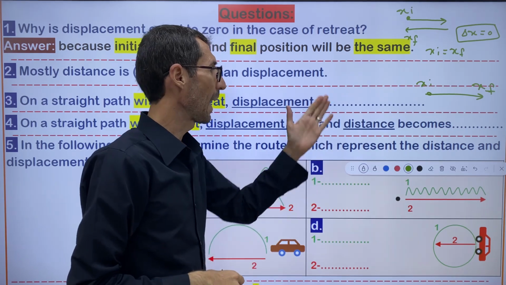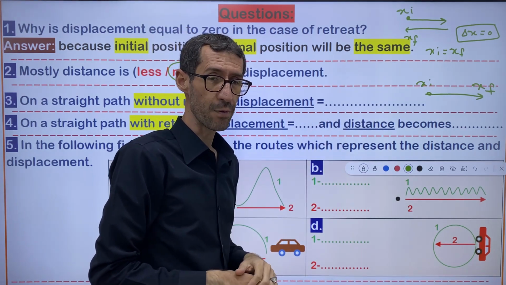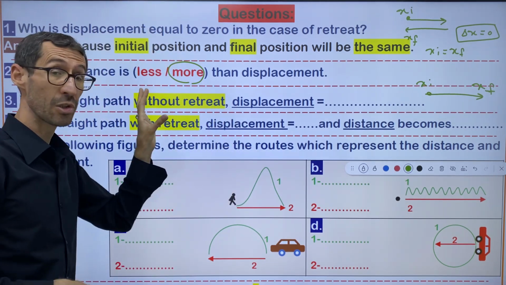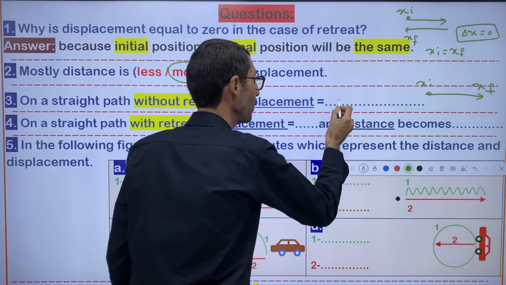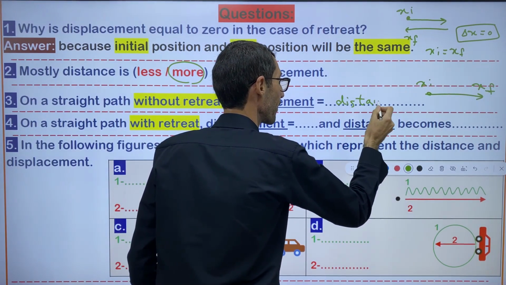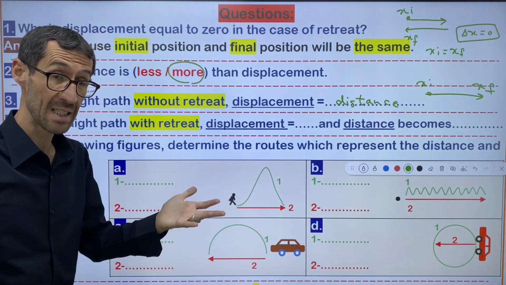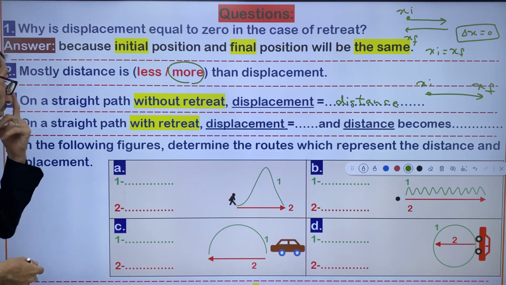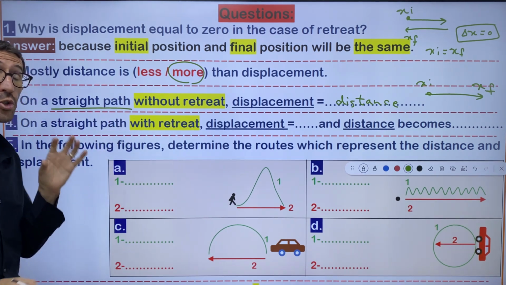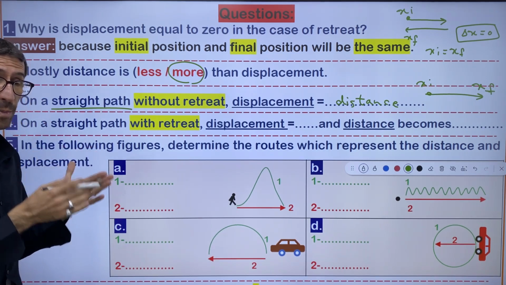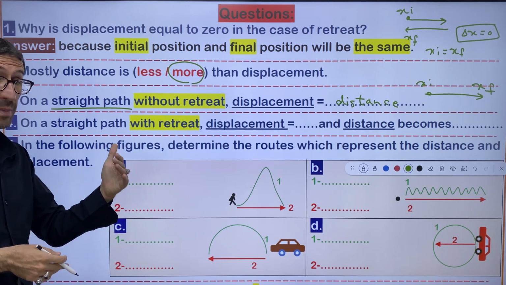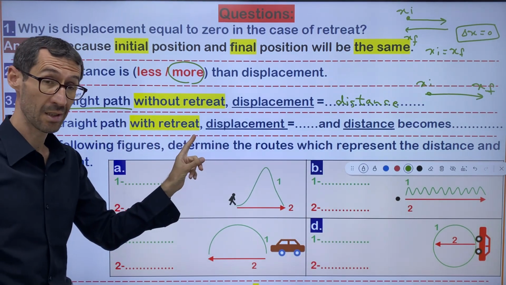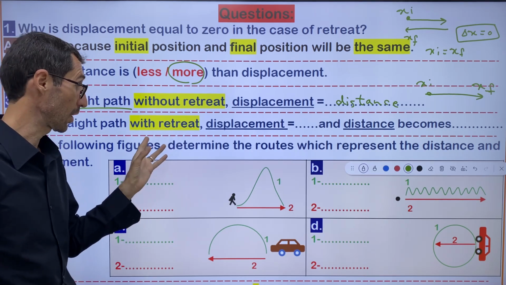Teacher, displacement will be xf minus xi. Calculate the distance for me. The same, right? It's the same. That's why in the case of without retreat, displacement is equal to distance. So there's no difference between displacement and distance without retreat because there's only one-way trip, especially on a straight line, right? On a straight line, without retreat, displacement is the same as the distance, right?